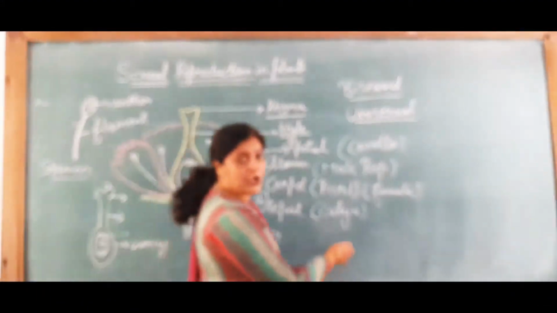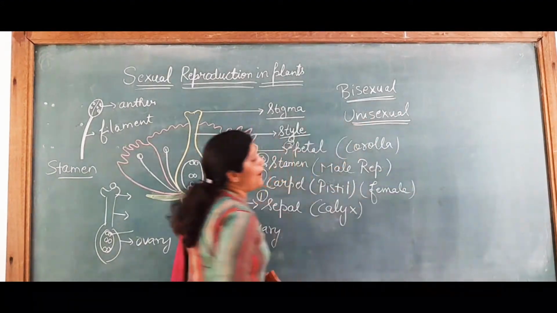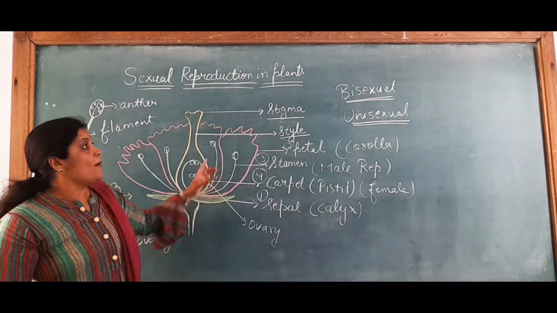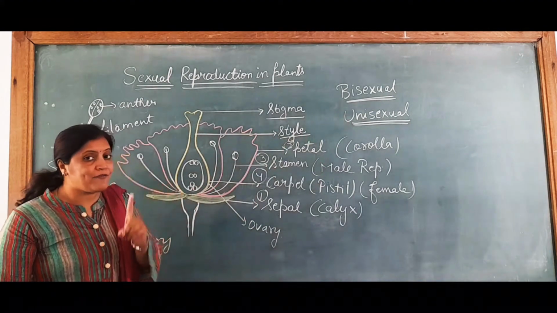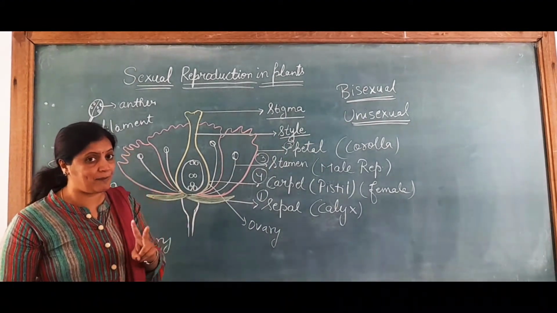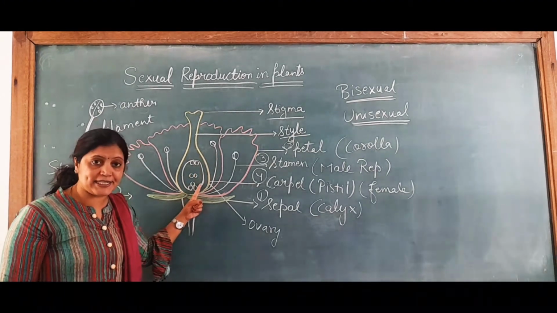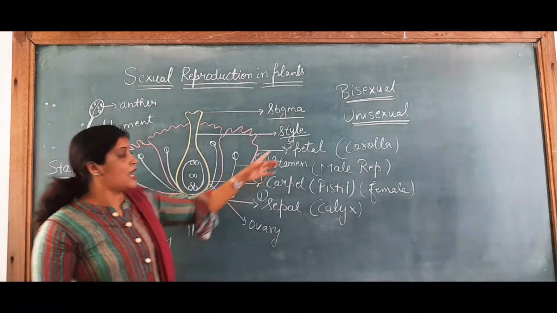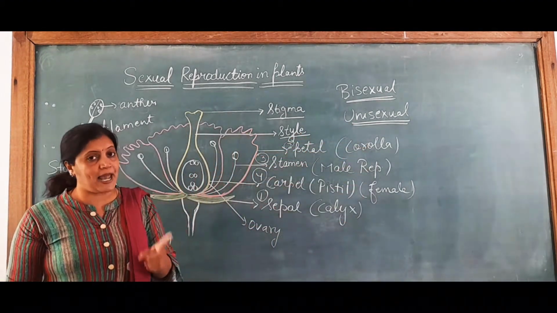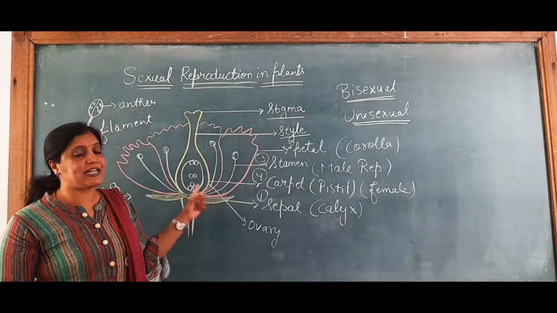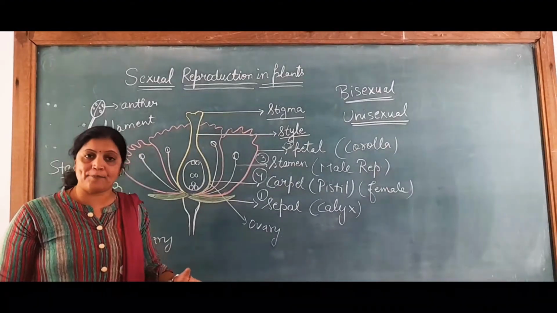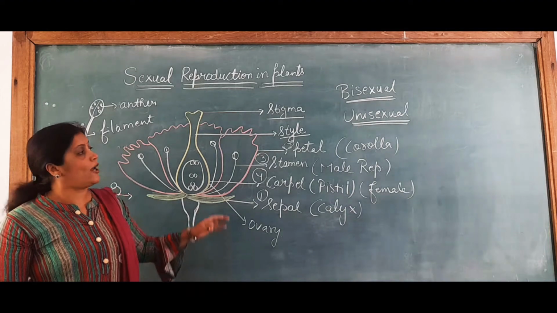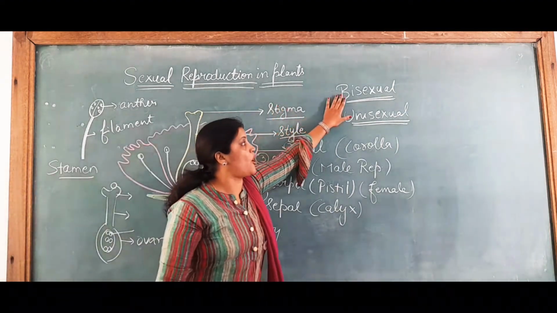So for exam objective purpose, you have to learn the definition of bisexual and unisexual flower, as well as the examples. A bisexual flower is one in which both male and female parts, stamen and carpels, are present in one flower. Example: hibiscus, gulmohar, mustard, etc. In a unisexual flower, either the male part stamen or the female part carpel is present. Example: papaya, watermelon, maize, cucumber, etc. So this is all about the structure of flower and the types of flower.